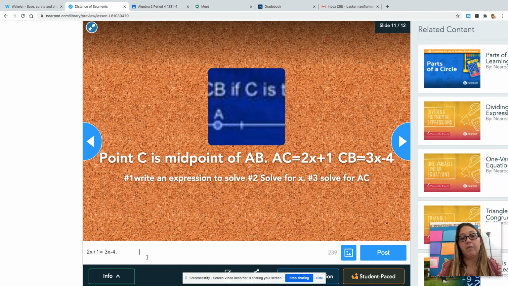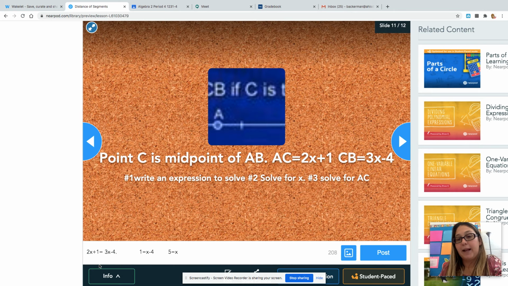Now I can solve. If I start bringing things over, I can say, if I subtract 2x from both sides, I'm going to have 1 equals x minus 4. Then I can bring that 4 over. I'm going to add 4 to both sides. So 5 equals x. Okay?